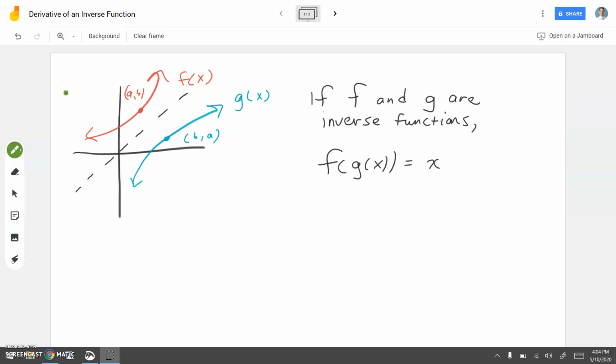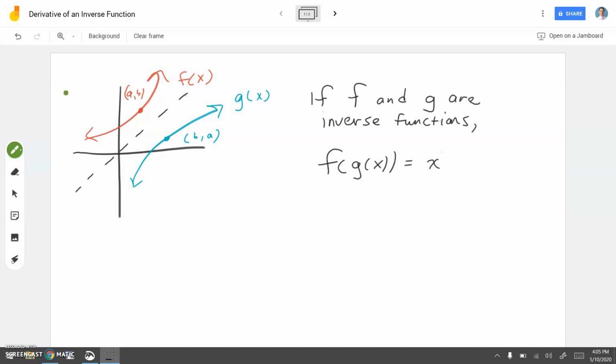Let's talk about this sort of niche formula in AP Calc that has to do with the derivative of an inverse function. But in order to understand and appreciate where it comes from, let's first talk about a few properties of inverse functions. You'll notice in the graph, I've drawn the function f and the function g, which are inverses.